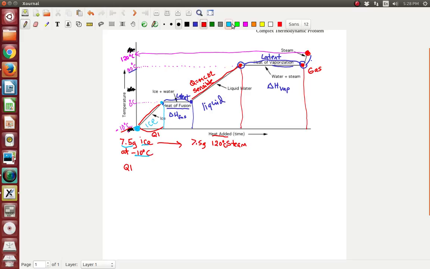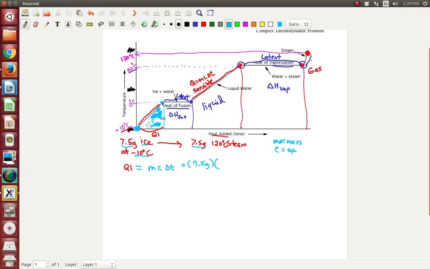So let's start off with Q1, which is this area here where we have ice. This is all ice, and all it's doing is heating up. So for that first area, all sensible heat areas, Q is going to equal mc delta T. M stands for the mass, so that's the 7.5 grams. Just write that down. I know before little m was the molality, but here it's the mass, and we're going to have to keep that straight. 7.5 grams.